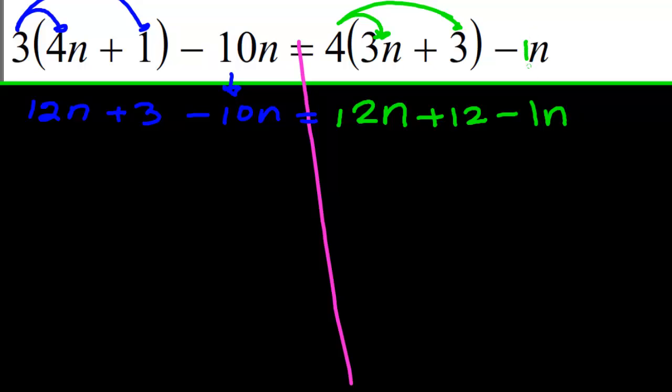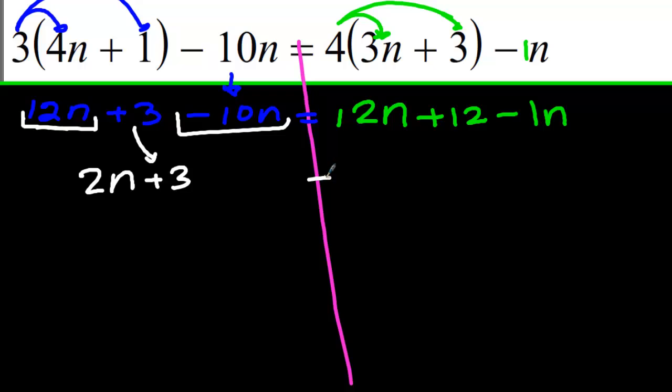Alright, next we are going to look at the left side of the equation. We can put this 12n and this negative 10n together. So 12 minus 10, that's going to give you 2n. Then you are going to carry out this plus 3 since we did not do anything to that.